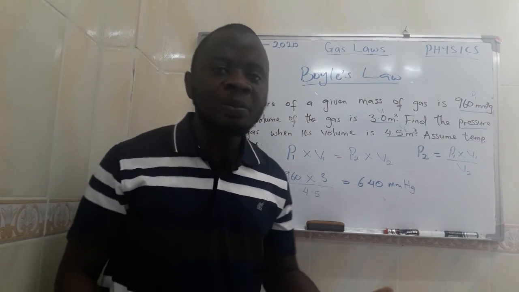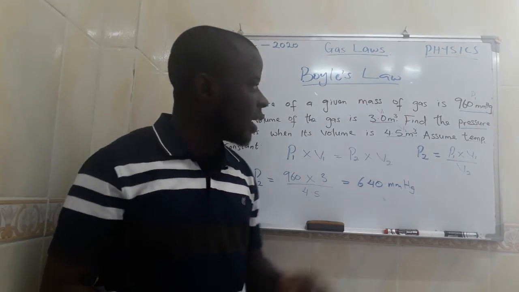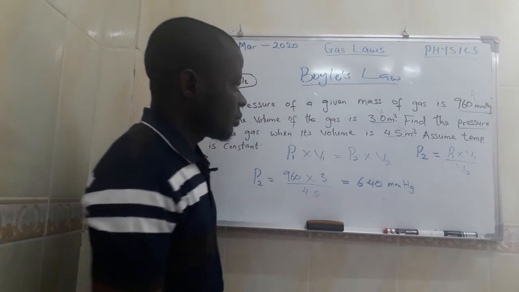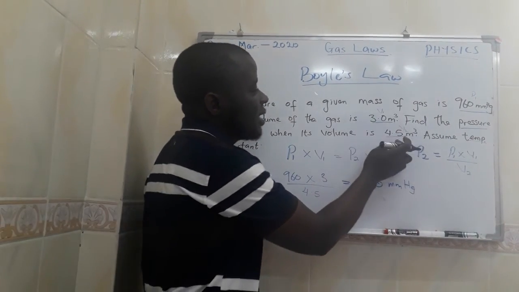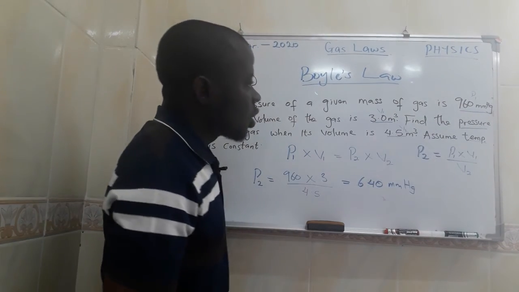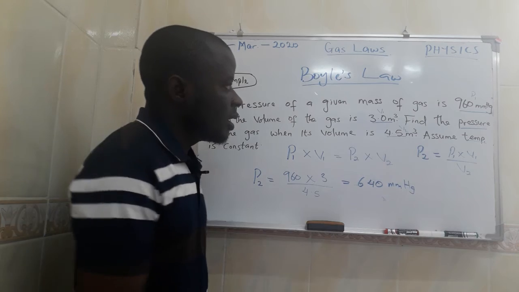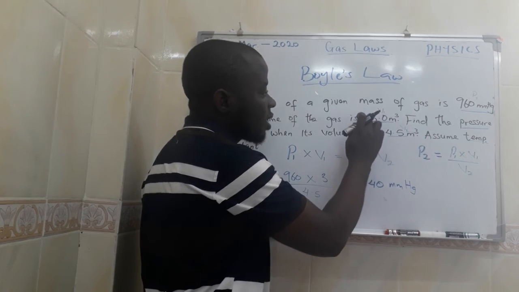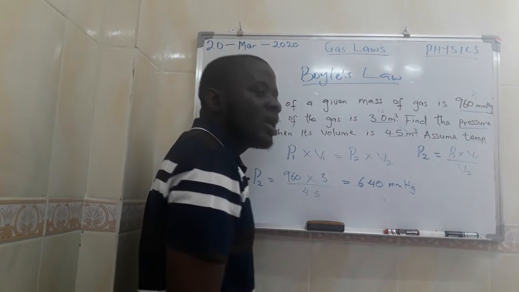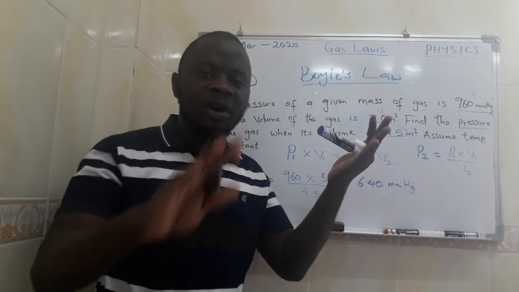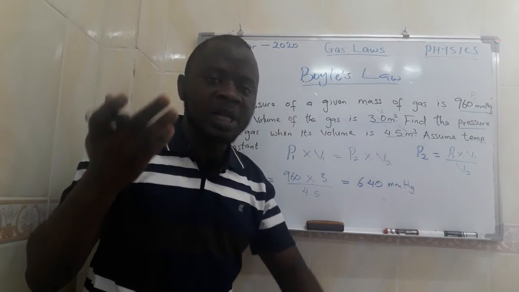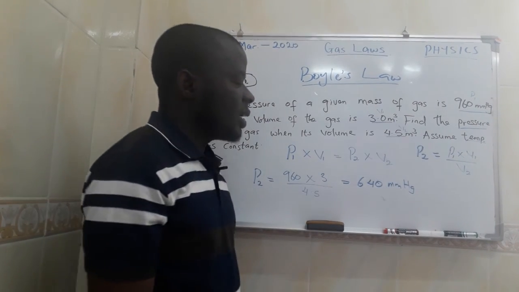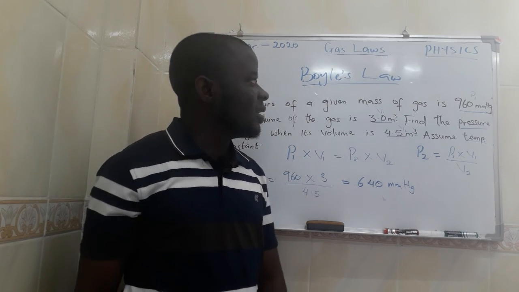Now, let's try to see what Boyle's law is trying to say. Boyle's law states that when pressure is increased, then the volume will come down. Now, in this one, we have our pressure to be 960 and the volume is 3. Now, when the volume is increased, what happens to pressure? The pressure is supposed to come down. Do you understand? You can see that the first pressure is 960, the second one is 640. The first volume is 3, the second volume is 4.5. So when the pressure is increased, the volume is down. When the volume is increased, the pressure is down. In this case, the volume is increased, so that's why our pressure is decreased. I hope you understand this Boyle's law.